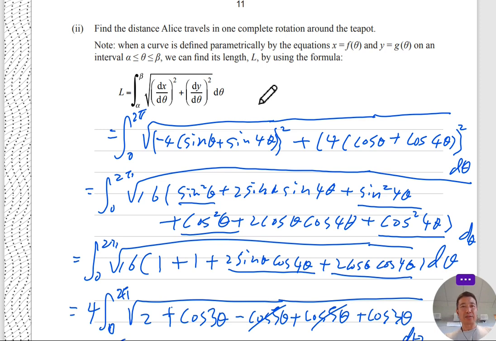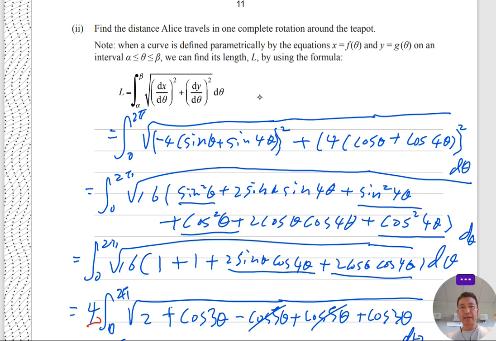It's not that hard, like we solved dx d theta and dy d theta earlier. Do you remember? dx d theta is -4 bracket sine theta plus sine 4 theta, and dy d theta is 4 cosine theta plus cosine 4 theta. When you square it, 16 is there, and later on I factorized by 4. Square root of 16 is 4 here.